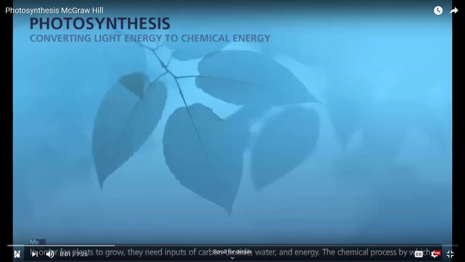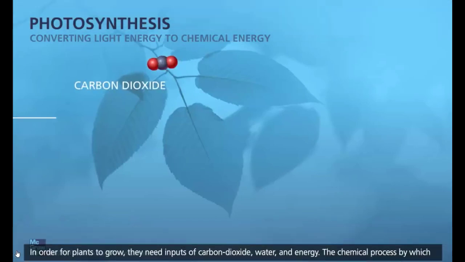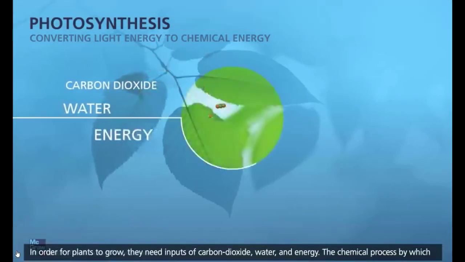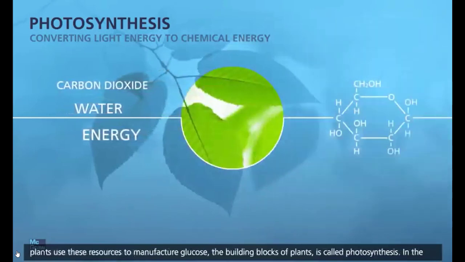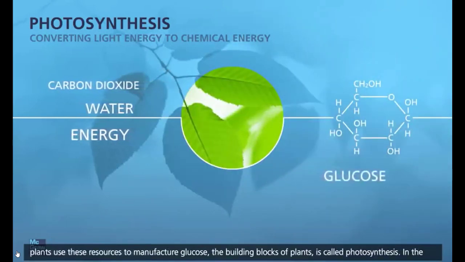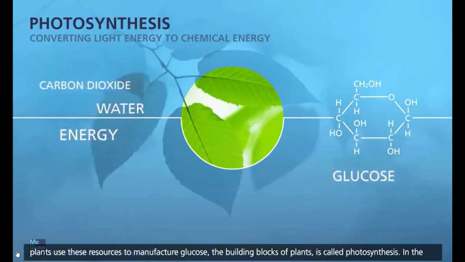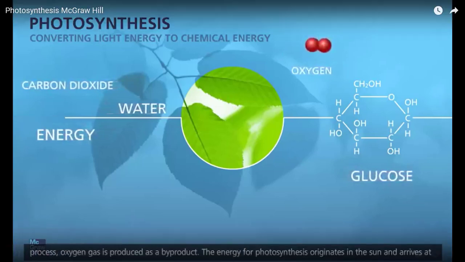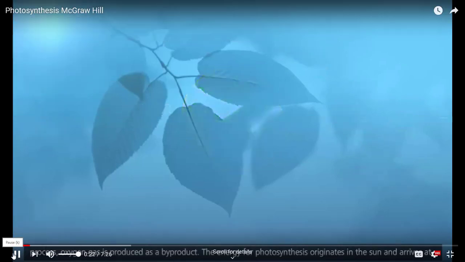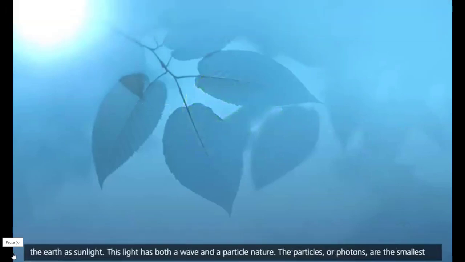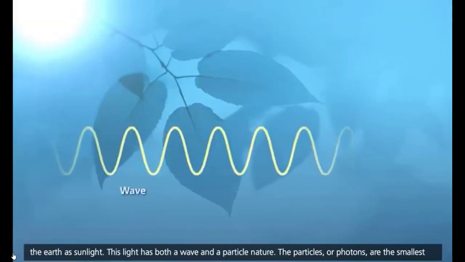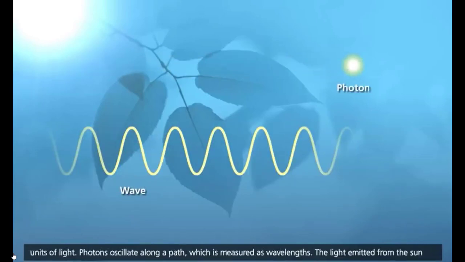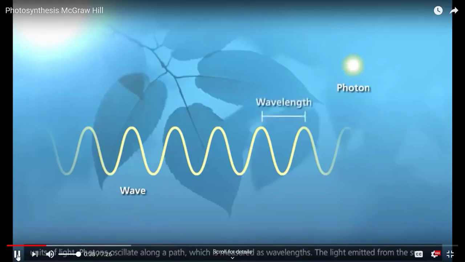In order for plants to grow, they need inputs of carbon dioxide, water, and energy. The chemical process by which plants use these resources to manufacture glucose, the building blocks of plants, is called photosynthesis. In the process, oxygen gas is produced as a byproduct. The energy for photosynthesis originates in the sun and arrives at the earth as sunlight. This light has both a wave and a particle nature. The particles, or photons, are the smallest units of light. Photons oscillate along a path, which is measured as wavelengths.